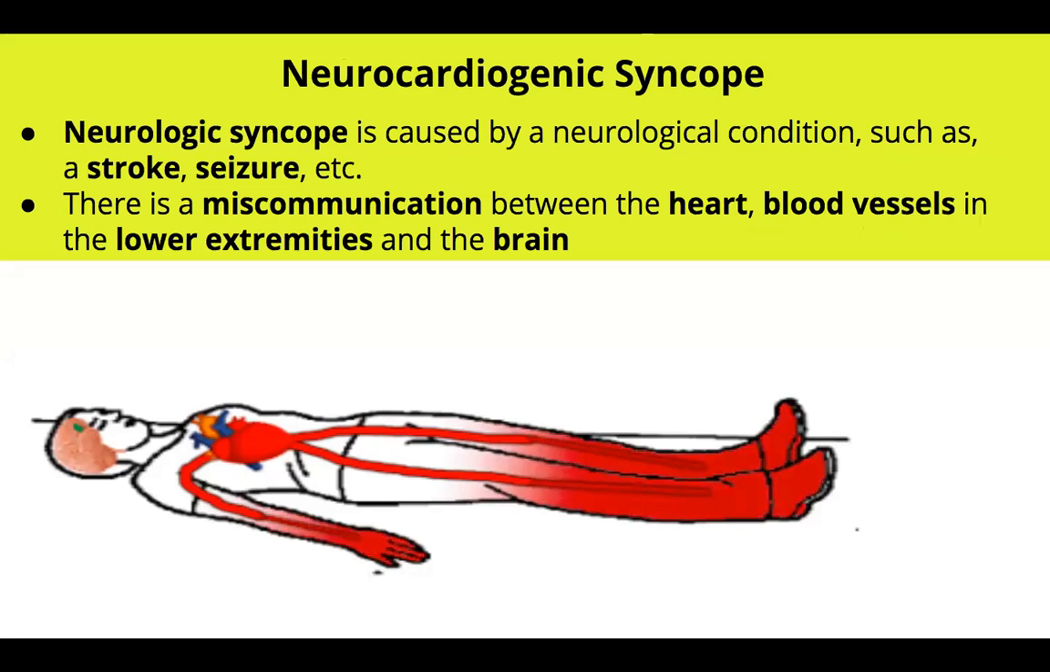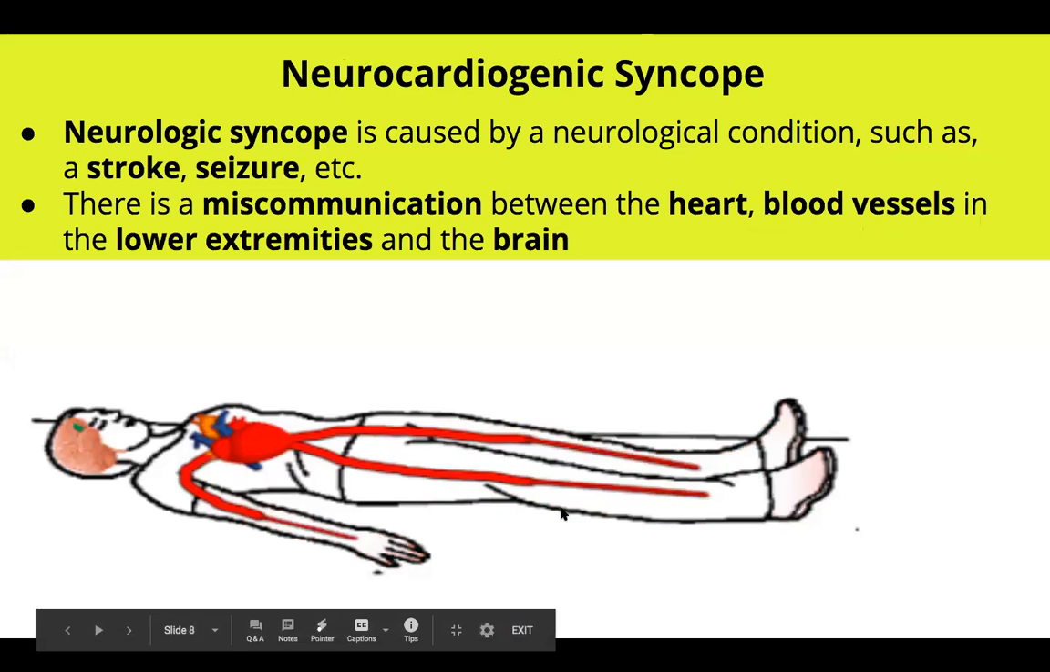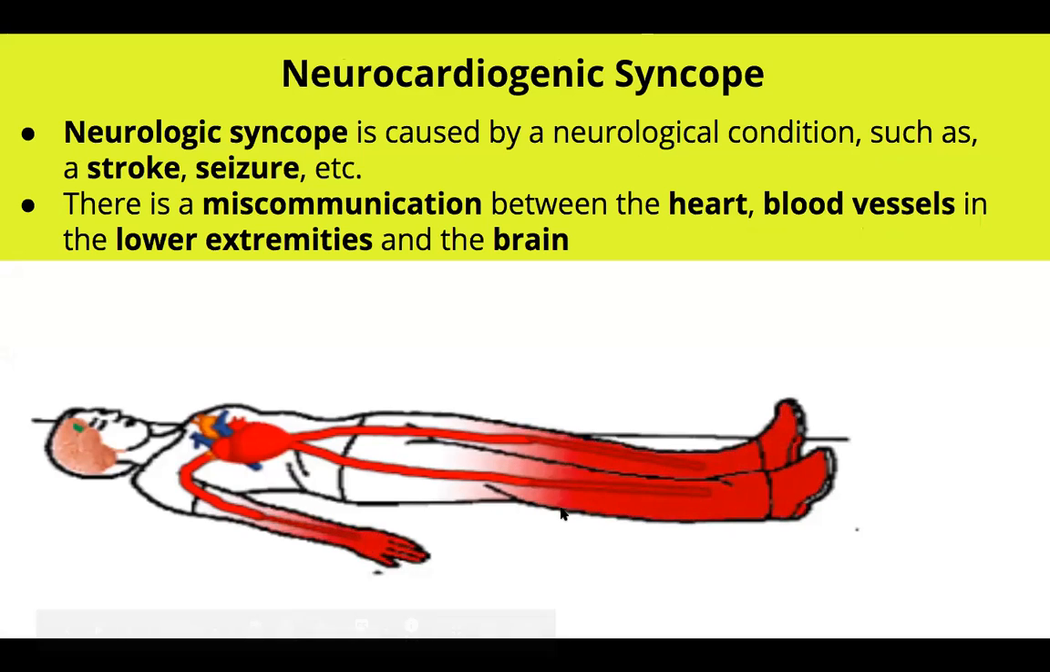Neurocardiogenic syncope. Neurologic syncope is caused by a neurological condition such as a stroke or a seizure. There is a miscommunication between the heart, blood vessels in the lower extremities, and the brain. Below is a visual of how the blood is pooling in the lower extremities and not enough blood is going into the brain, which will lead to a neurocardiogenic syncope.